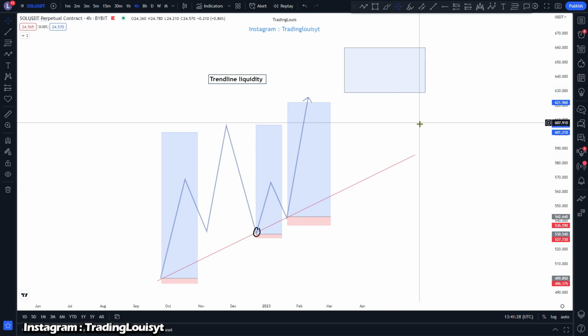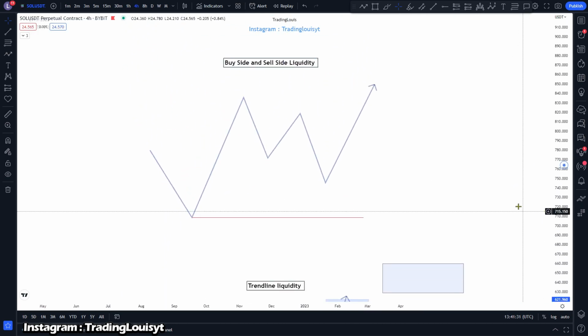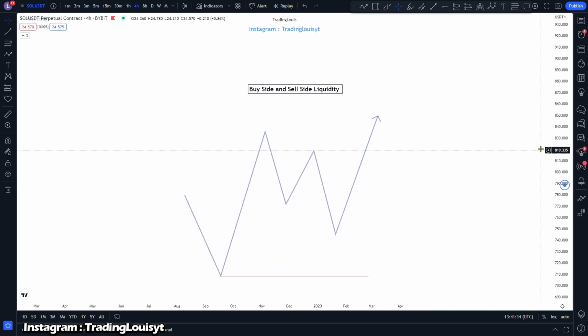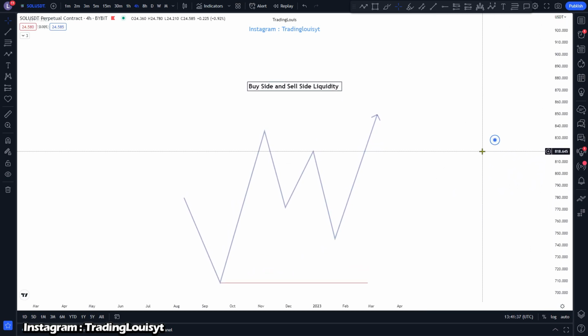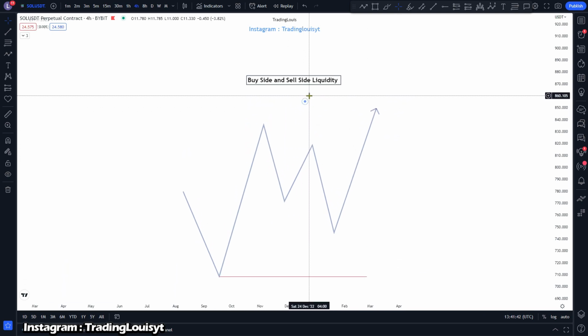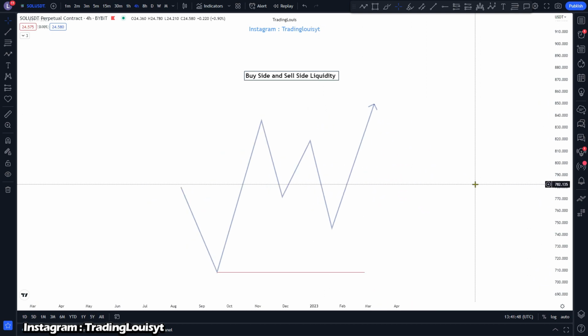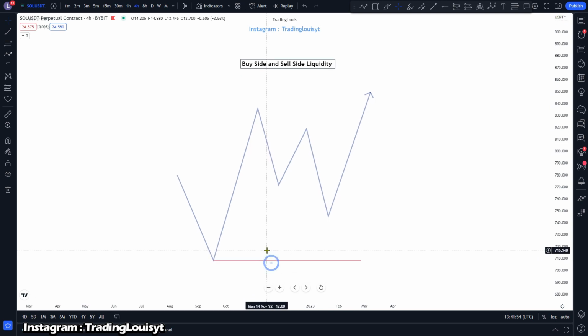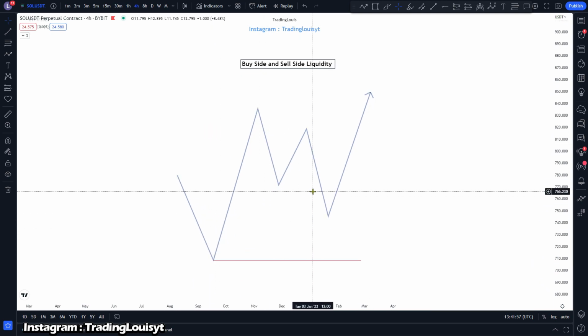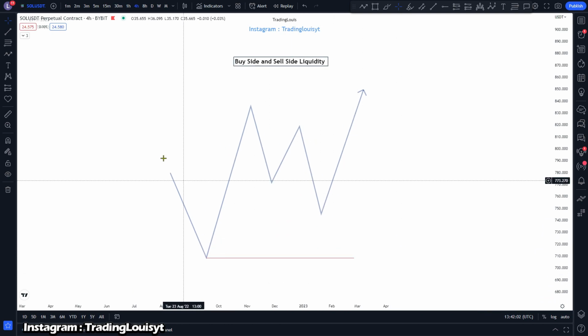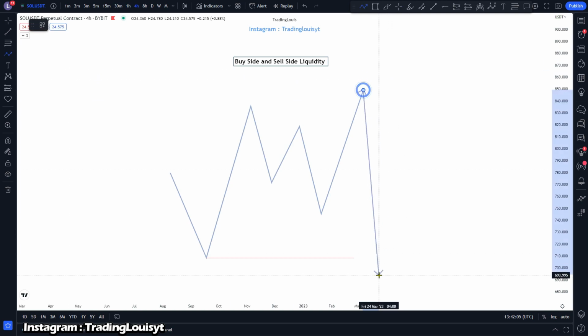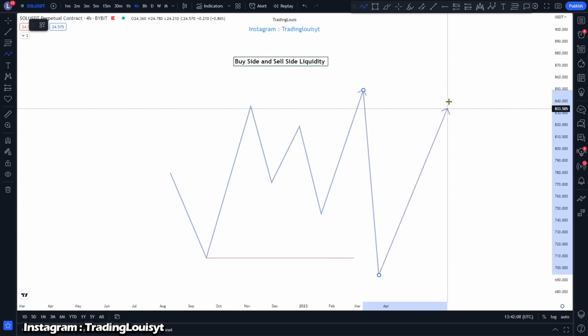Now if we move on to the third and final type of liquidity, this is buy and sell side liquidity. Now this is a bit more complicated, but it's nothing overcomplicated. Buy and sell side liquidity basically means the most recent swing high and most recent swing low. So as we can see here, we have a sell side liquidity. The market wants to go to the upside, but there is lots of liquidity left behind right here. So what price most likely wants to do is grab all of this liquidity left here before going back up.